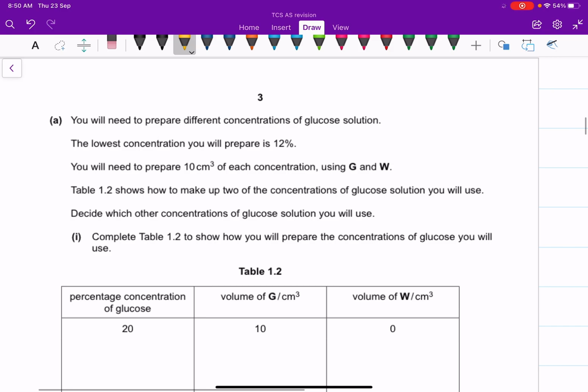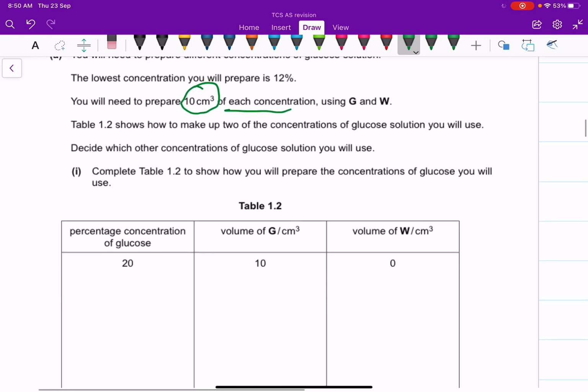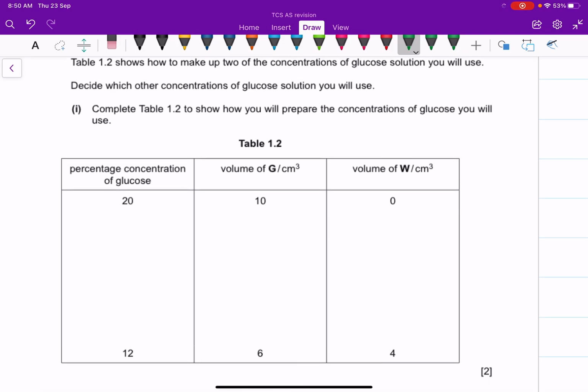You will need to prepare different concentrations of glucose solution. The lowest concentration you will prepare is 12%. You will need to prepare 10 cm³ of each concentration. So this is the total volume that you have to prepare, 10 cm³ of each concentration. Table 1.2 shows how to make up two of the concentrations of glucose solution you will use. Decide which other concentrations of glucose solution you will use. Complete table 1.2 to show how you will prepare the concentrations of glucose you will use.